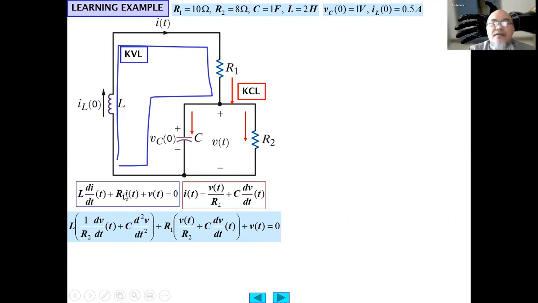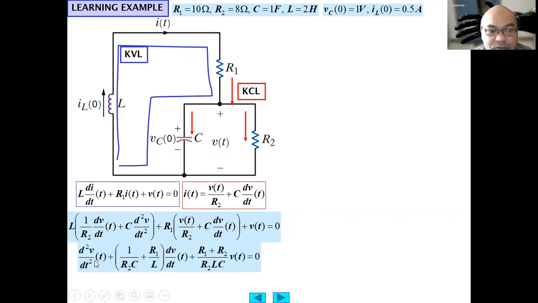Then we simplify this further. We regroup the second order term with second order, the first order term with the first order. So then we obtain d²v/dt² plus 1 over R2C, this part, and then normalizing, since the term d²v/dt² has LC as the coefficient, we divide everything by LC. So we divide here, it becomes 1 over R2C.